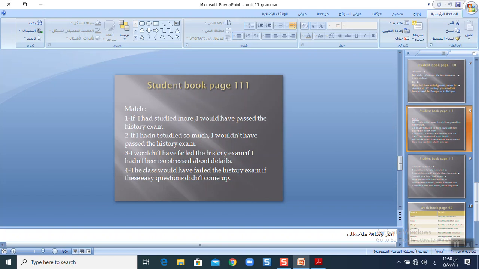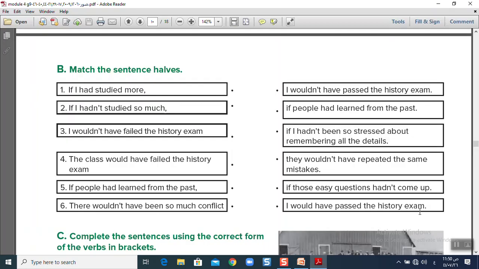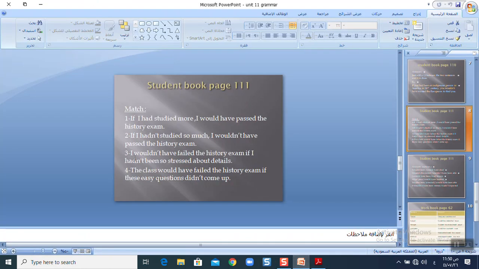Right. I wouldn't have failed the history exam. It's all about the history exam, by the way. Yes? Good. If I hadn't been so stressed about remembering all the details. Good. Number 4.